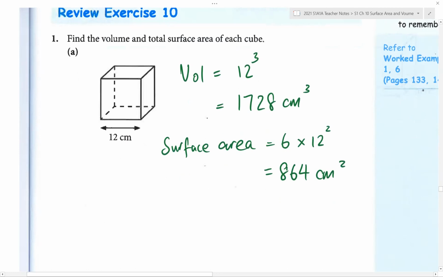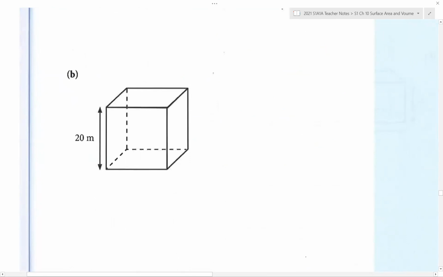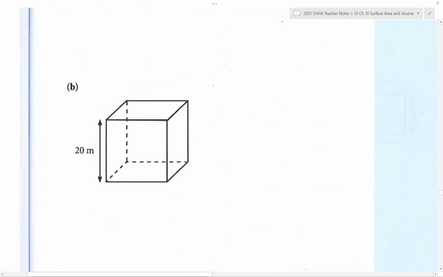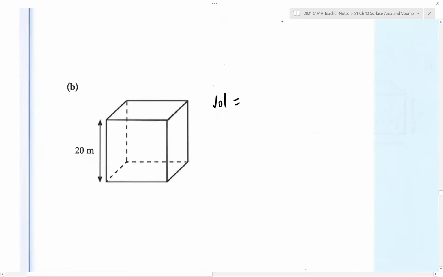Who came in after you, Karin? Zanis. Okay, Zanis or Sean, who wants to go next? Okay, Sean. Volume equals 20 cubed. So 20 times 20 times 20, 8,000. What are the units? Cubic meters.